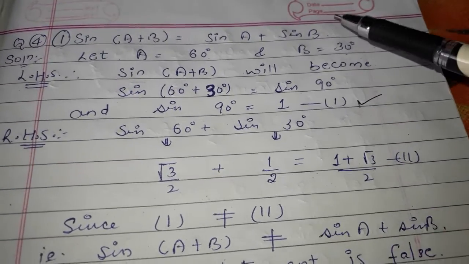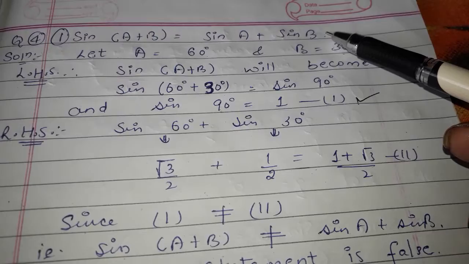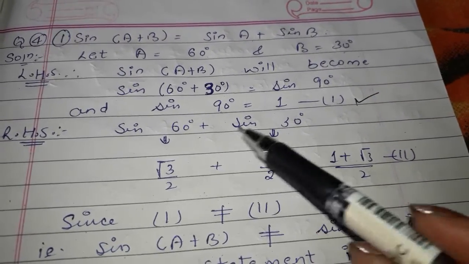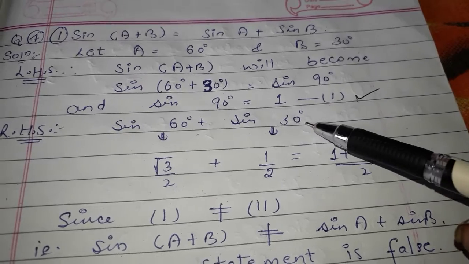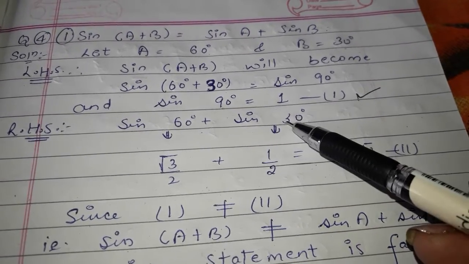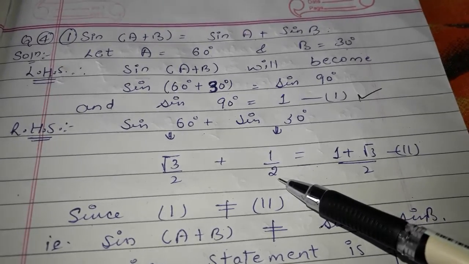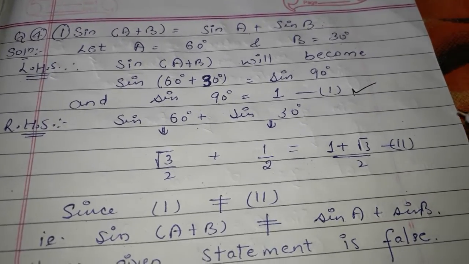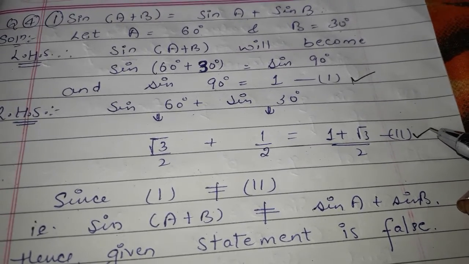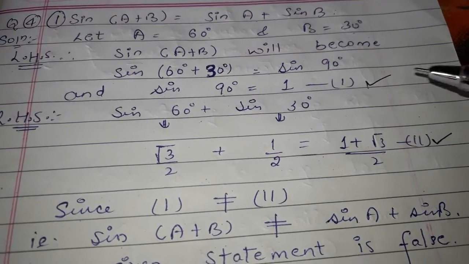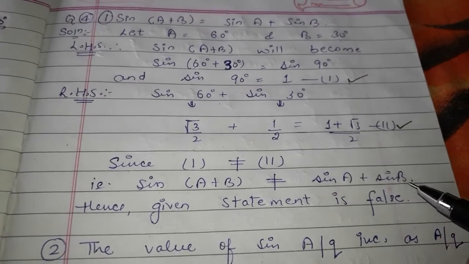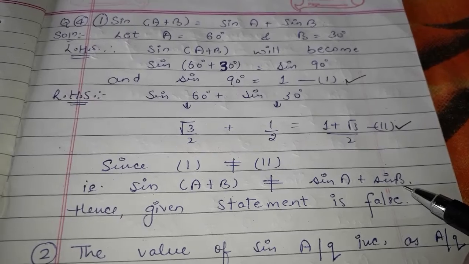Then, on putting the values in the right-hand side, sin A is sin 60 plus sin B, that is sin 30. The value of sin 60 degrees is root 3 by 2, and sin 30 degrees is 1 by 2. On adding both of these values, we will get the answer as (1 + root 3) by 2. Since it is obvious that both sides are not equal, the given statement is false.